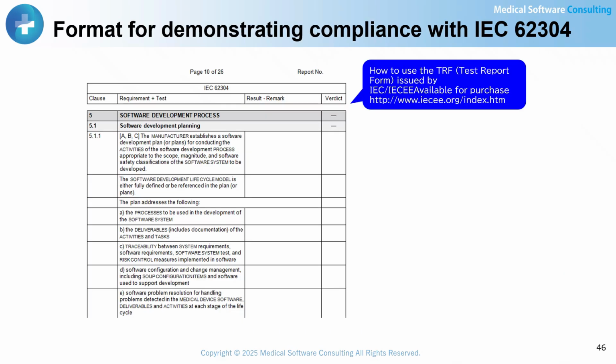This example shows how to use the TRF, or Test Report Form, issued by IEC and IECEE. The Test Report Form lists all of the requirements of IEC 62304. For each requirement, if applicable, you provide evidence as results or remarks and record the verdict. In fact, the TRF for IEC 60601-1 includes an annex for IEC 62304. In the same way, you provide both the evidence and the verdict for each corresponding requirement.